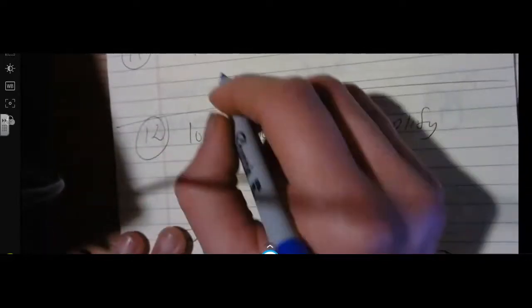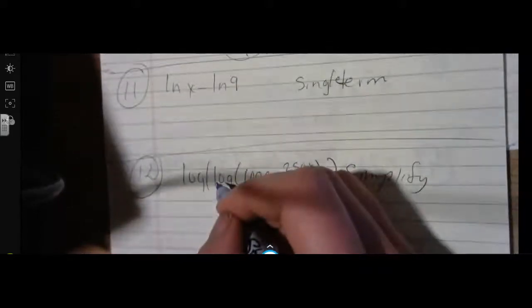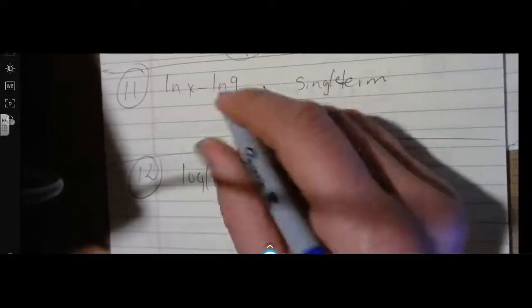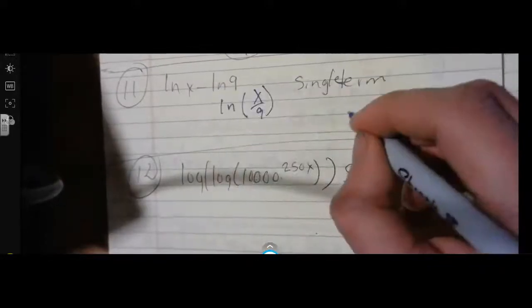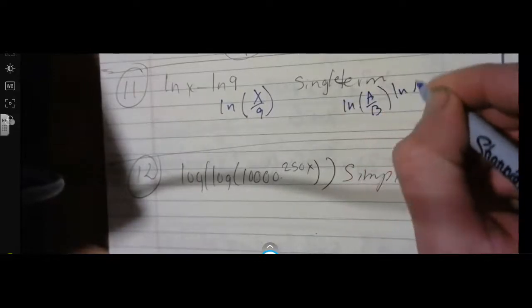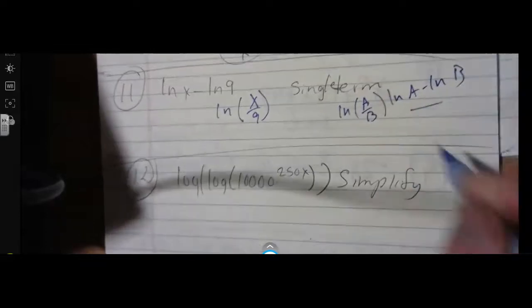Number 11 here, we have ln x minus ln y, 9. So that's simply going to be ln of x divided by 9. Go from subtraction to division. Remember the rule, ln of a over b equals ln of a minus ln of b. That's what we're using there.